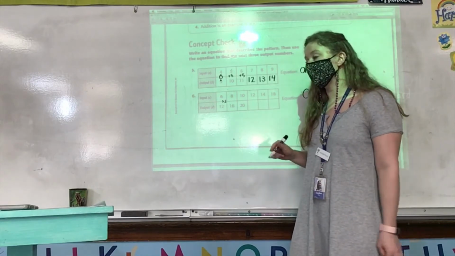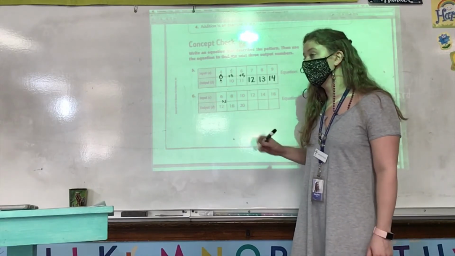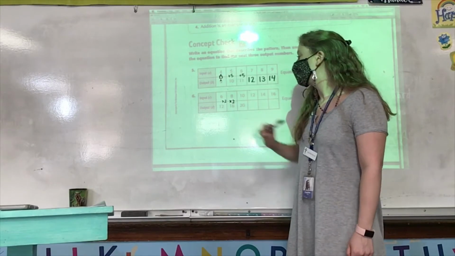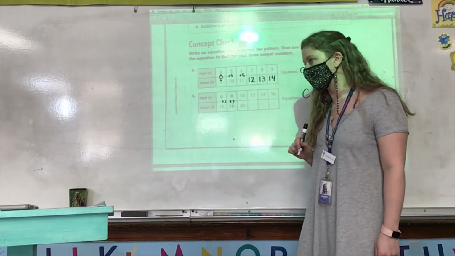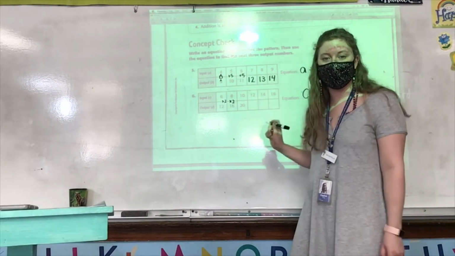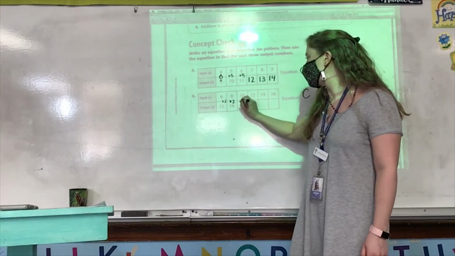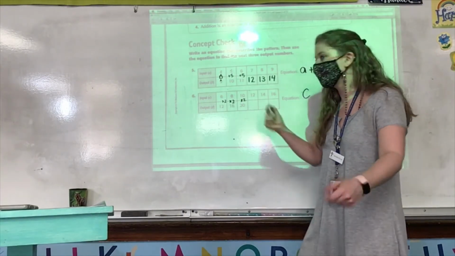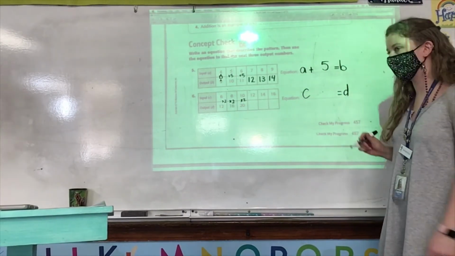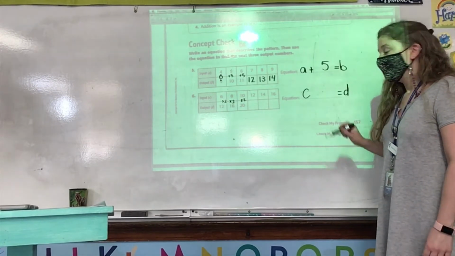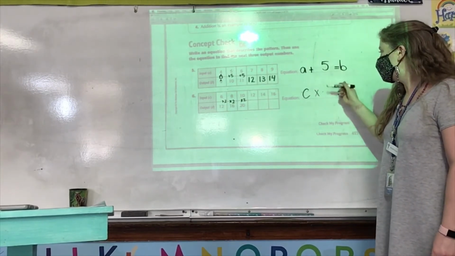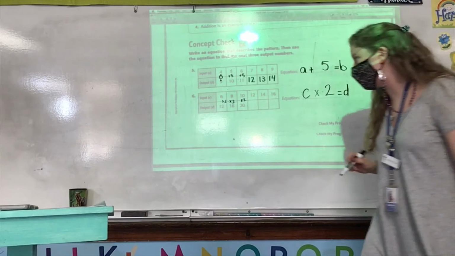But what about 8 times 2? Does that equal 16? Should we stop or should we check one more time? We have another, we should check. Is 10 times 2, 20? So what's our rule? What's our equation? C times 2 equals D.